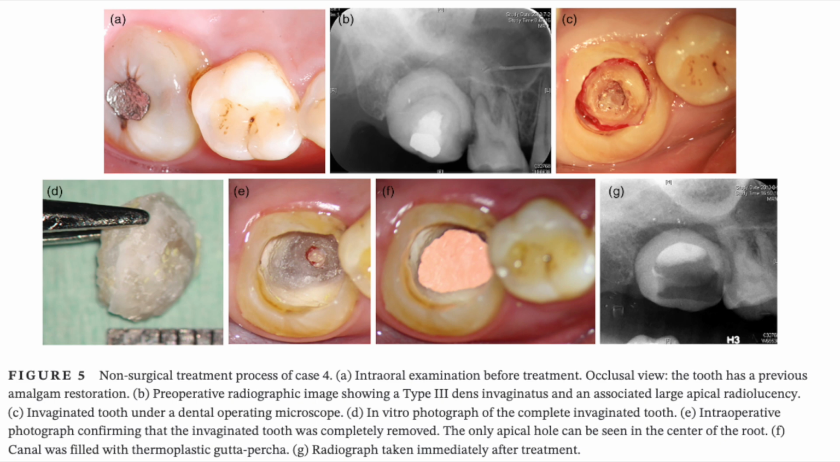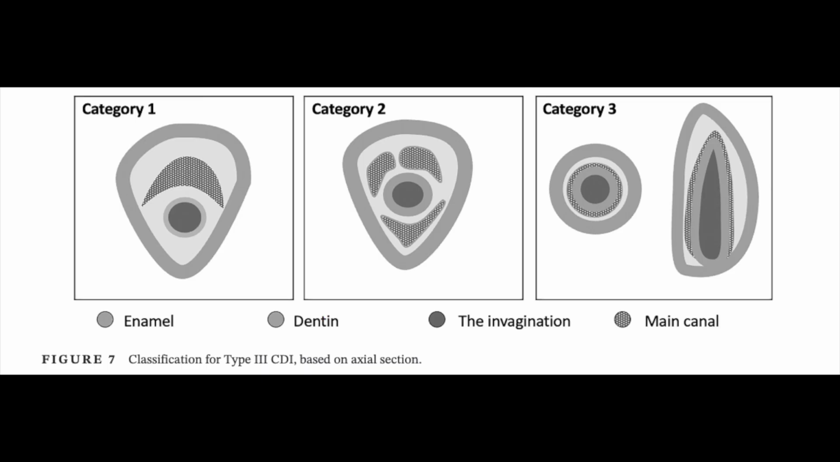So, as we know, the endodontic management of type 3 dens invaginatus is challenging due to its complex anatomy. The cases presented demonstrate that conservative treatment can be effective, particularly when guided by advanced imaging techniques. And the proposed classification system may aid clinicians in better understanding and managing these complex cases, ultimately improving patient outcomes.